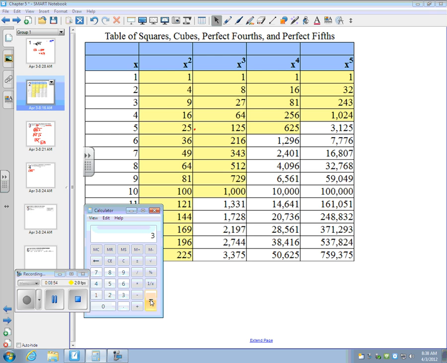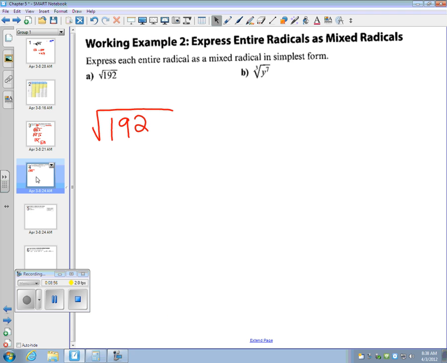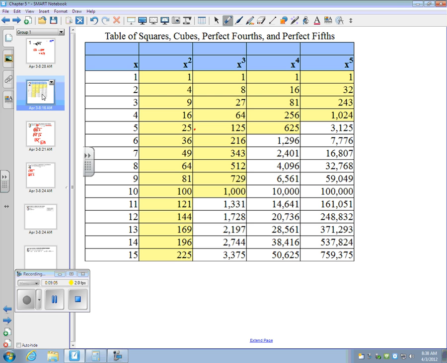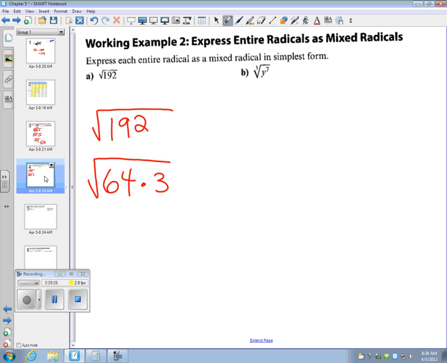So 64 and 3. I'm going to rewrite 192 as the square root of 64 times 3. Now the square root of 64, looking back at our table, was just 8. So I'm going to write this as 8 times the square root of 3.